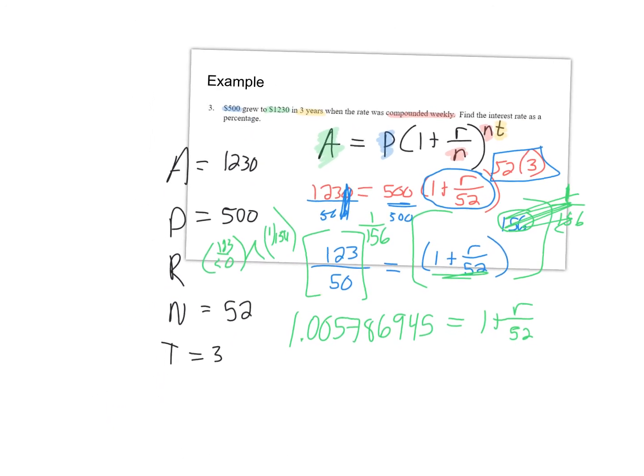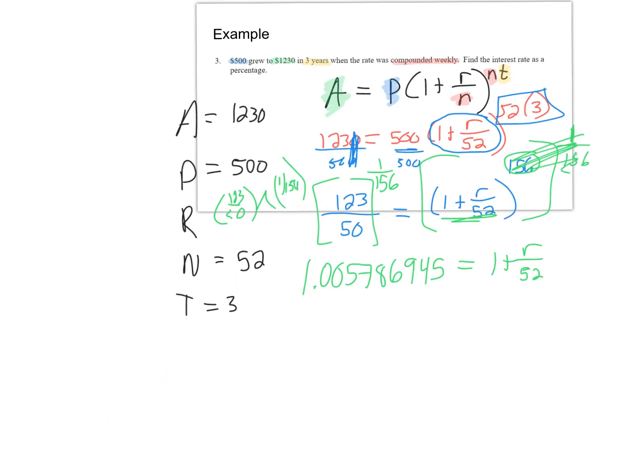I'll give you guys a second. I'm going to shrink this and move it. Now we're not going to round anything yet, because now I'm trying to solve this. So I'm going to minus the 1. So I get 0.005786945 equaling to r over 52.